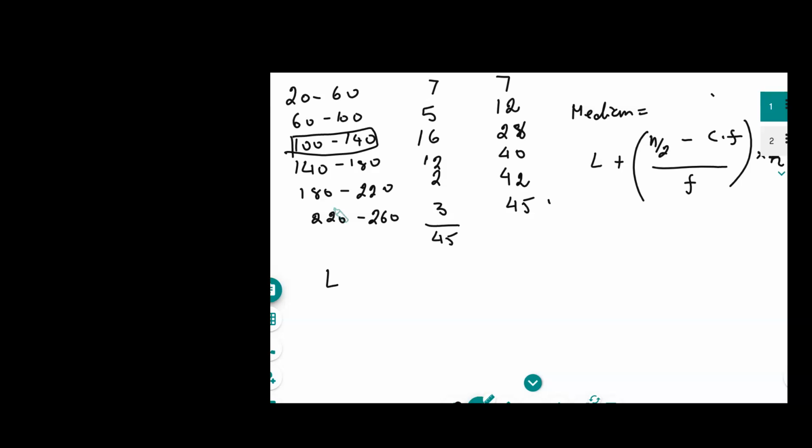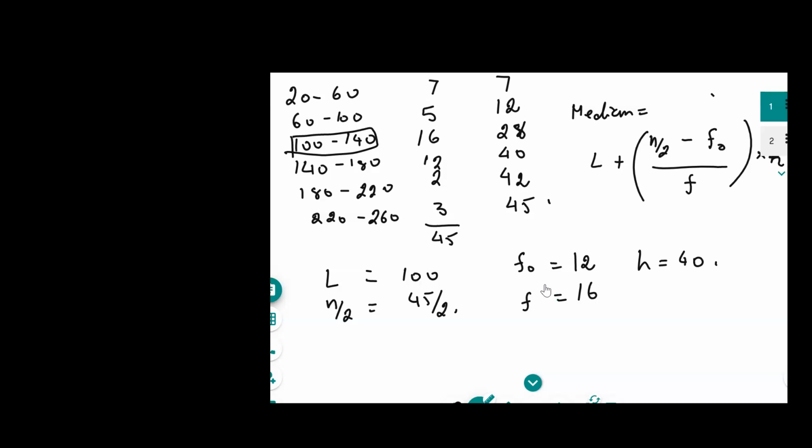Now L is equal to 100, n by 2 is equal to 45 by 2, f0, that is the frequency of the preceding class, is now going to be 12. F is 16. So in this place, instead of cumulative frequency, let me put it as f0. So that gives you the frequency of the preceding class. So f is equal to 16 and h is equal to 40.